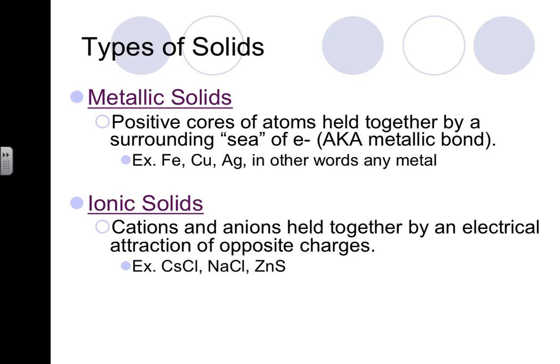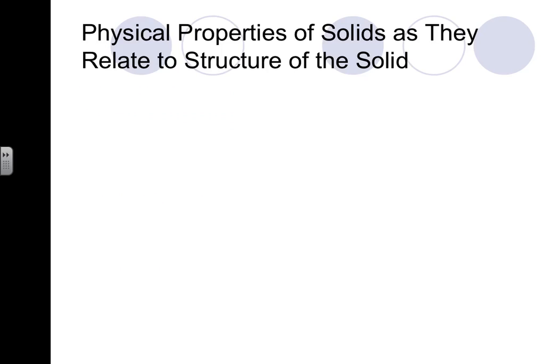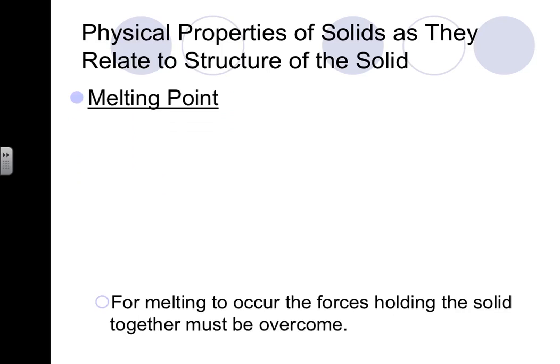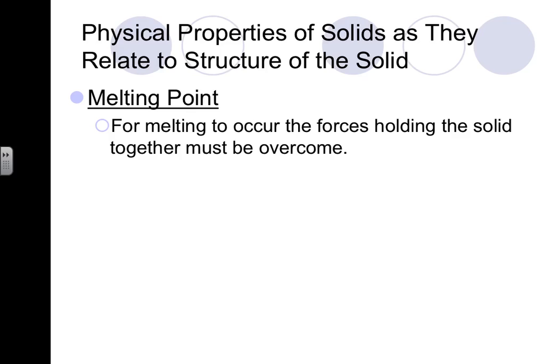Based on what category of solid you might fall into, physical properties are related to the structure. So we'll take a look at melting point to start. Melting point is very simply, in order to melt, you have to overcome whatever force is holding that structure together. So if you're going to melt ice, you have to overcome the strength of the hydrogen bonds enough that the water molecules become mobile again in the liquid form.